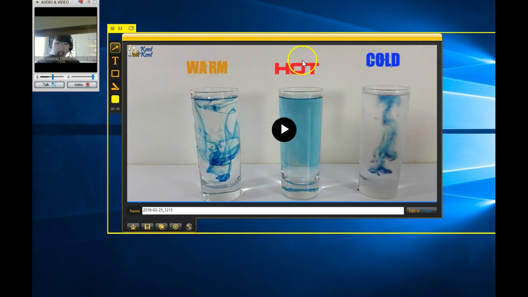Definitely, right? We've got the hot one right here. Awesome, I see an answer from Stacy. I see Andres. Yeah, so the blue stuff was food dye, so it's just colored water, basically.